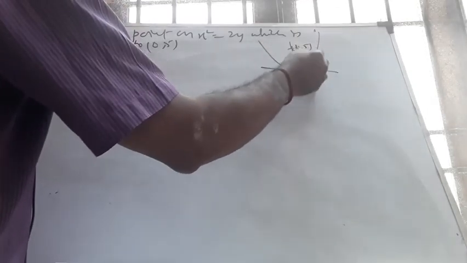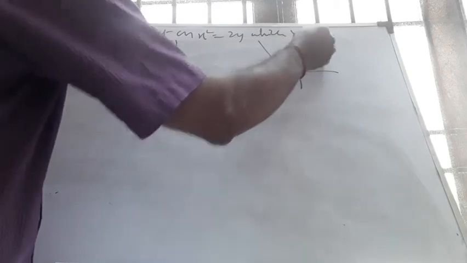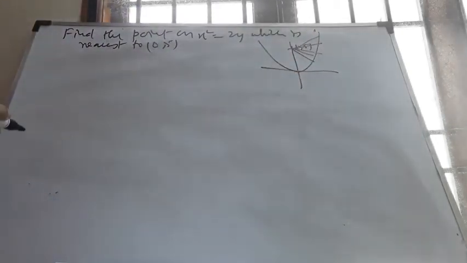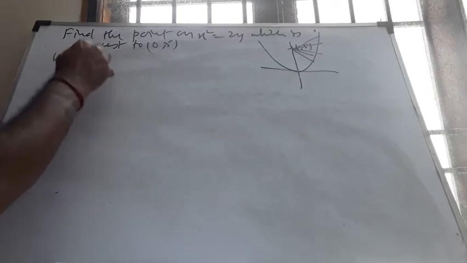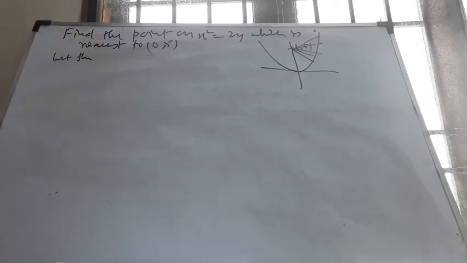I'll be drawing various lines like this, out of which the least distance will be the point nearest to that. Just listen. Let the given point be... I'll take another pen, just wait.